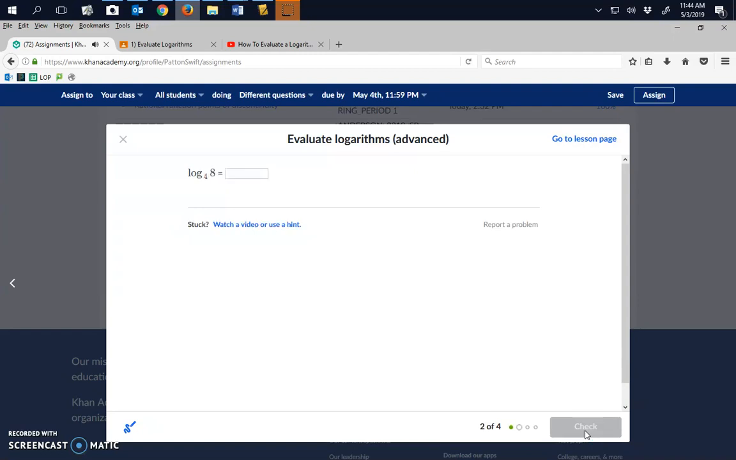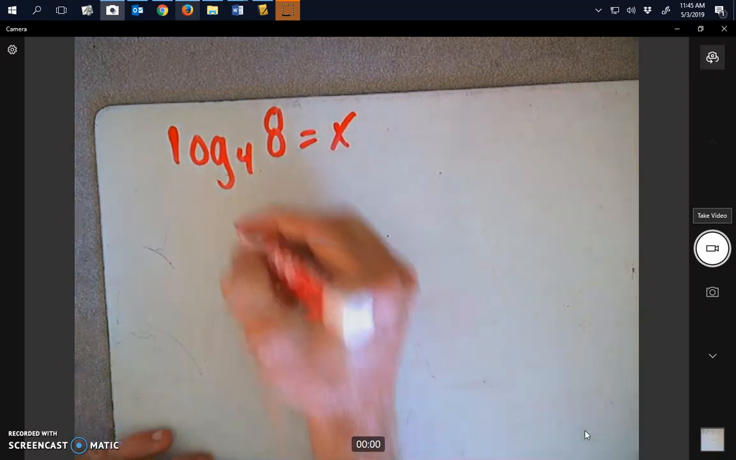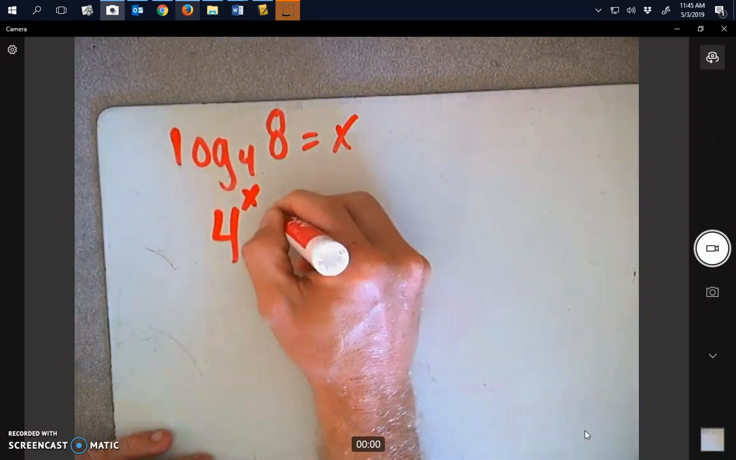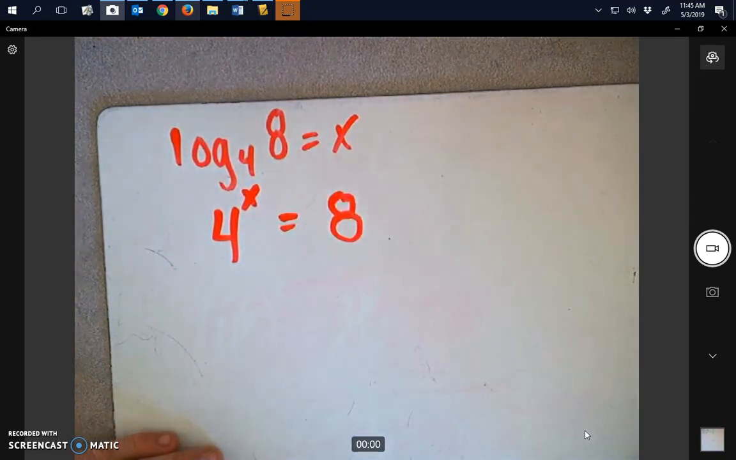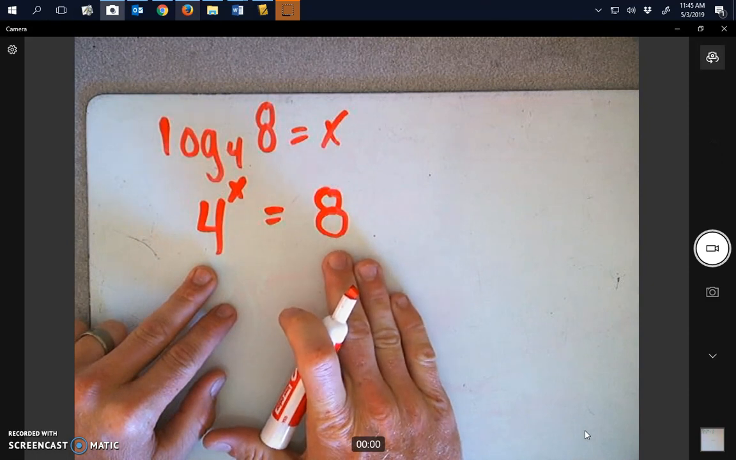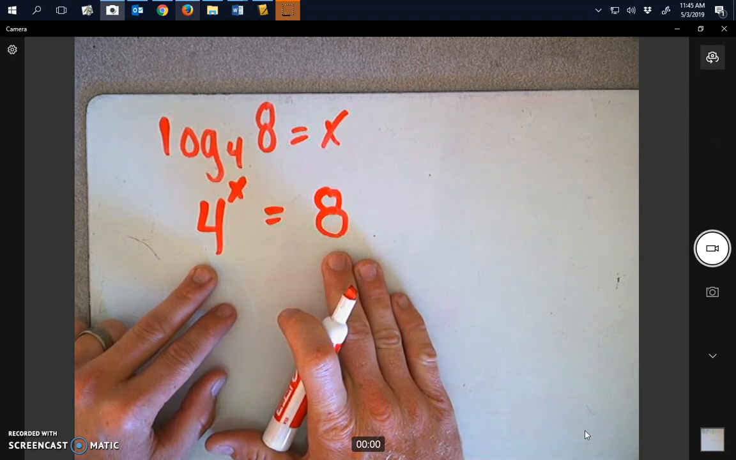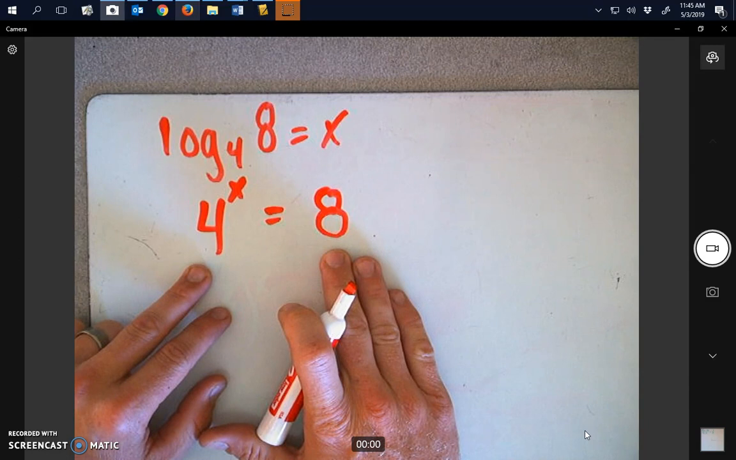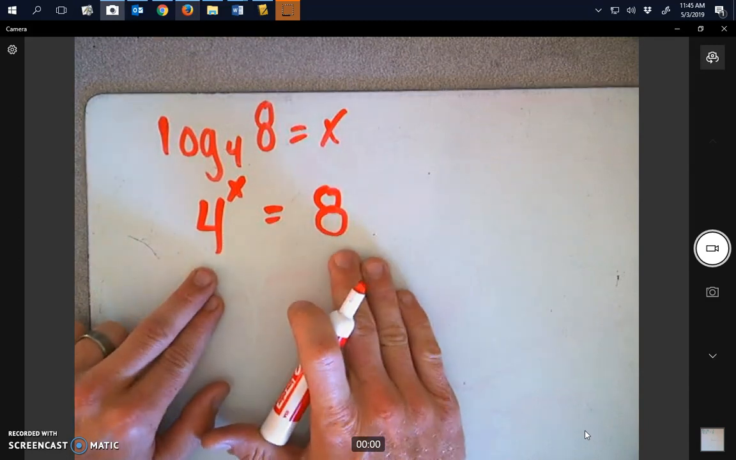Okay, next question. Log base 4 of 8 is equal to our unknown. So here we go. Let's rewrite it in exponent form. So base 4 to the x is equal to 8. Now we want to try and rewrite these with the same base. We can't rewrite 8 with an exponent of 4 because 4 times 4 is 16, and 4 to the 1 power would be just 4. So we need to rewrite both of these with a different base.